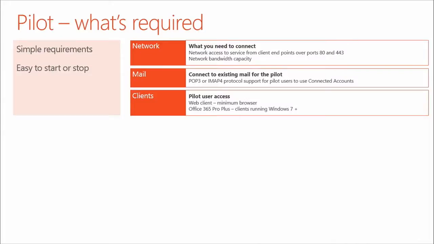Almost nothing. So what you need to connect is some POP3 or IMAP4 if you're doing Exchange. If you're highlighting some of the other scenarios, you don't even need to do that. From a network perspective, it's some network capacity on port 80, 443, standard business clients, minimum Windows 7. So it's really on us, Microsoft, to deliver an amazing experience on Office 365, and you as IT pros do not have to do a bunch of infrastructure. That's next when we talk about deploy.